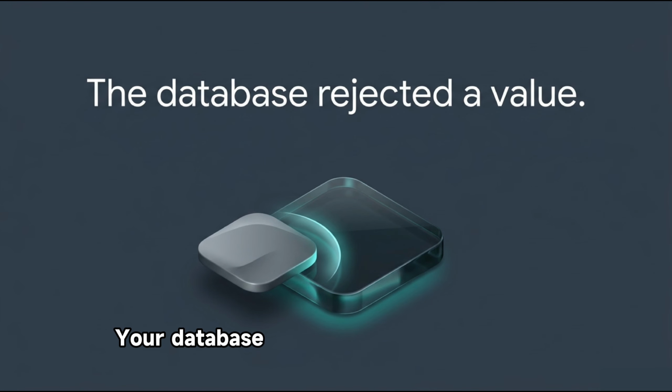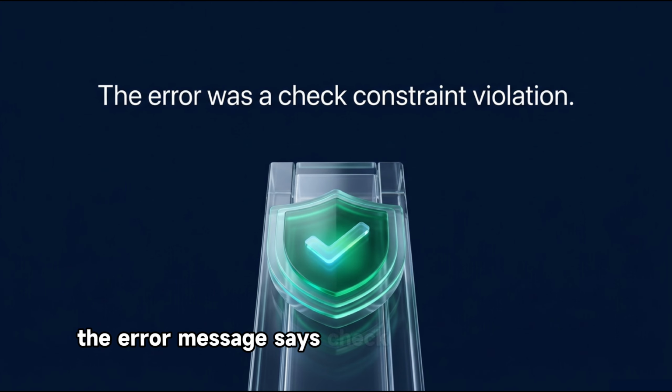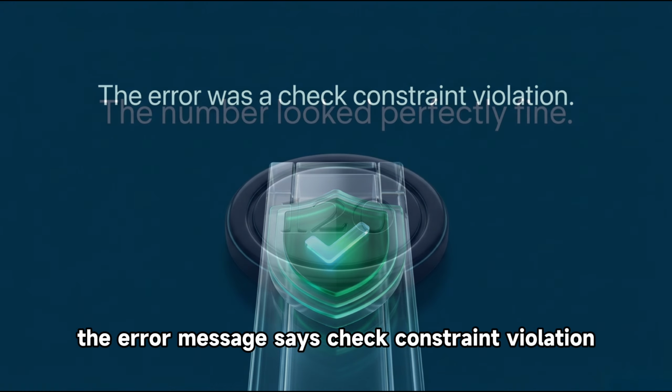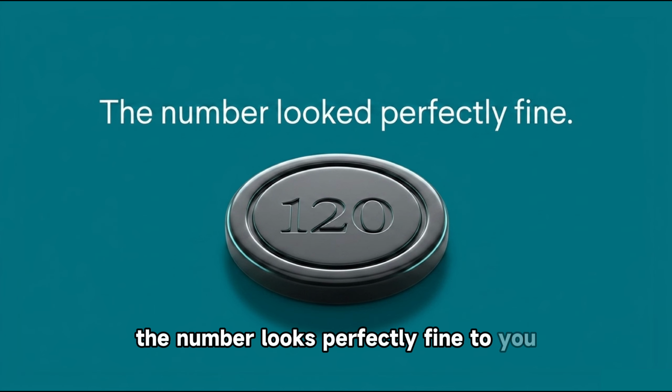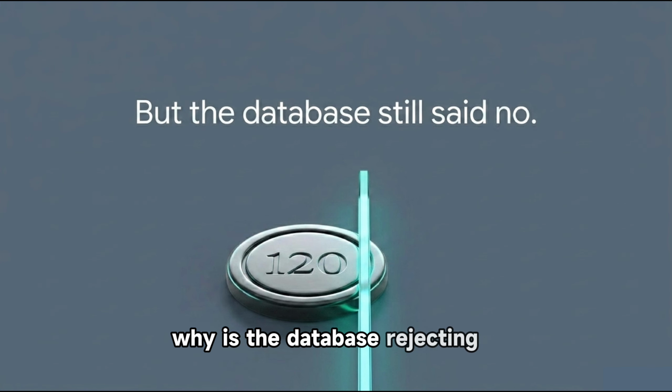Your database just refused to save a value. The error message says, check constraint violation. The number looks perfectly fine to you. It's a number. It's in the right column. Why is the database rejecting it?